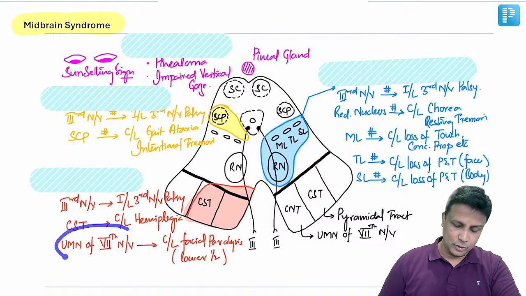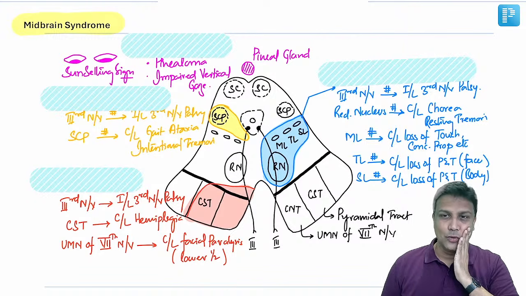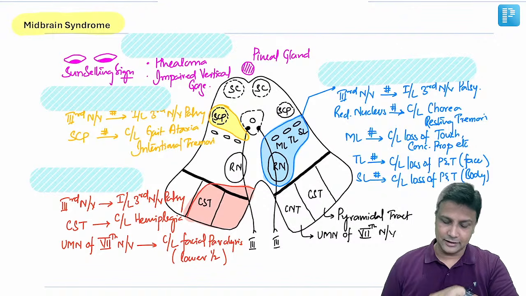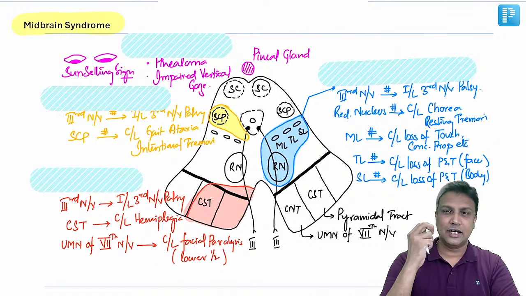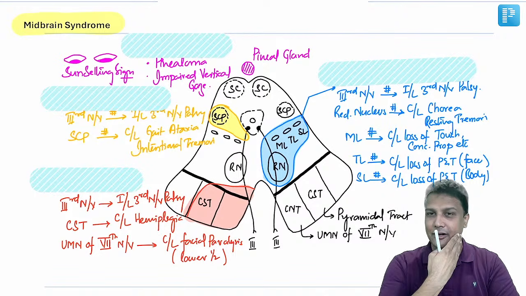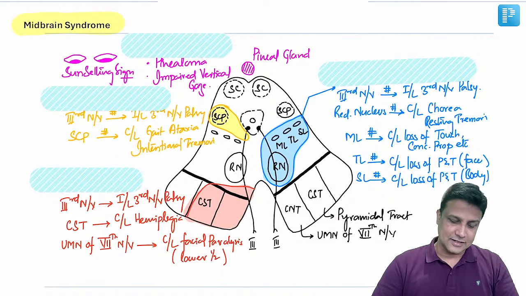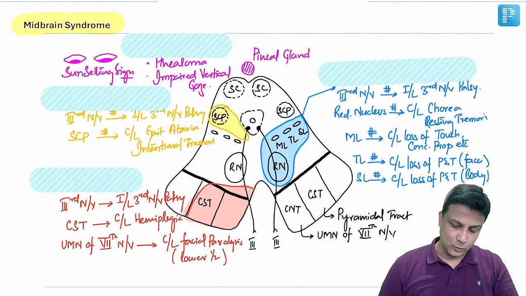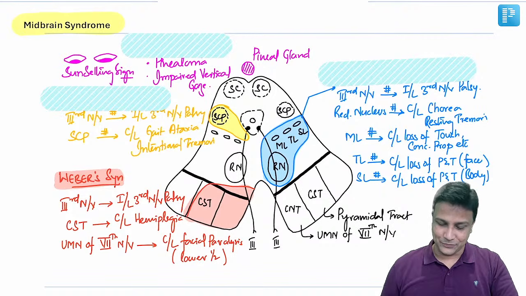And if upper motor neurons of the 7th nerve are involved, of course, it will lead to facial paralysis of the lower half of the face on the contralateral side. If a patient comes with all these three things, ipsilateral third nerve palsy, contralateral facial palsy in the lower half of the face, and contralateral hemiplegia, remember, the patient is suffering with Weber's syndrome. This syndrome is referred to as Weber syndrome.